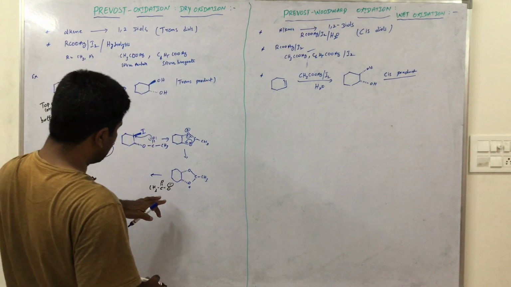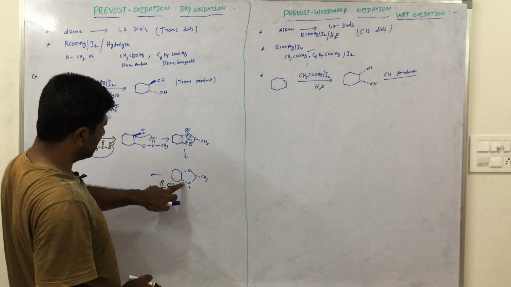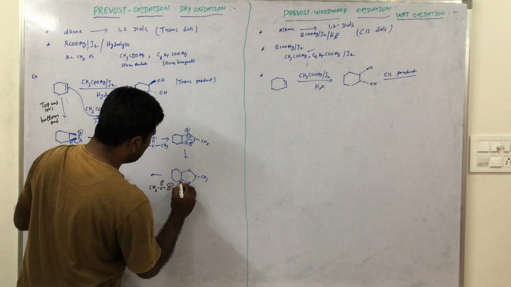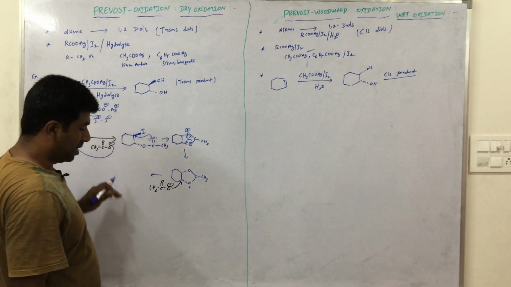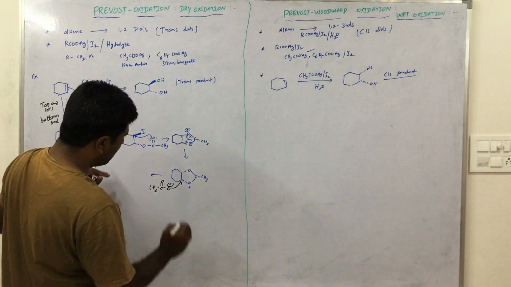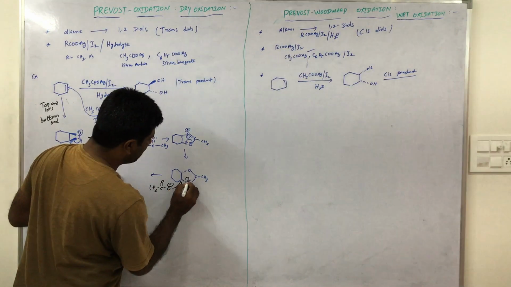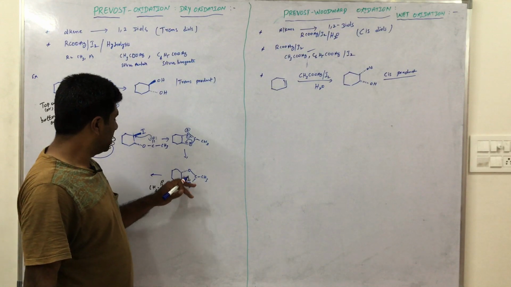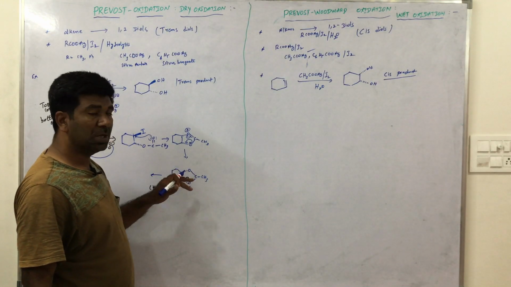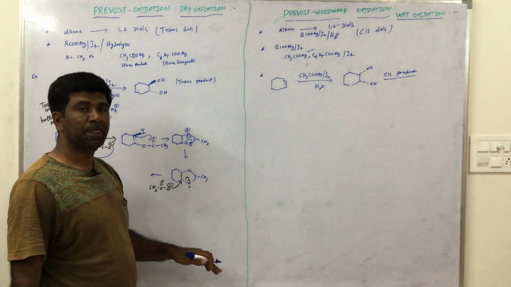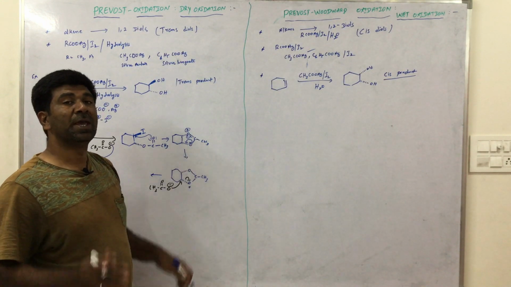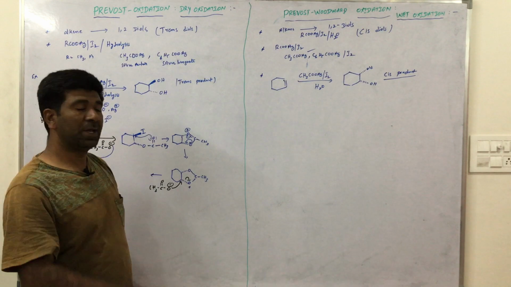Okay. Which place is attacked? Already this place, which is below the plane. So this oxygen attacks from above the plane. Then this bond breaks down. These two bonds are below the plane only. Now the attacking agent is going through above the plane. The route is above the plane.